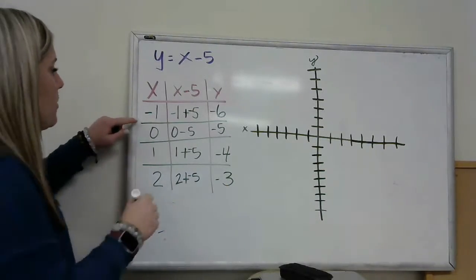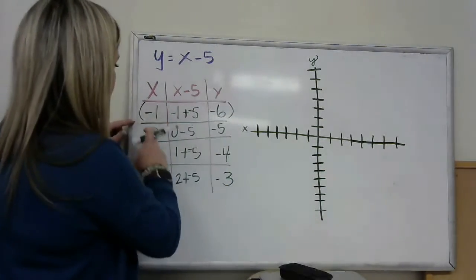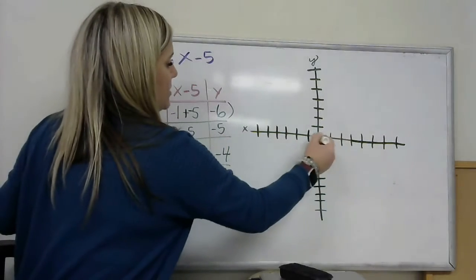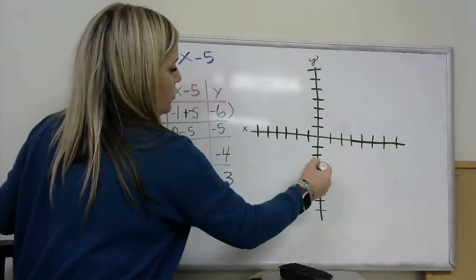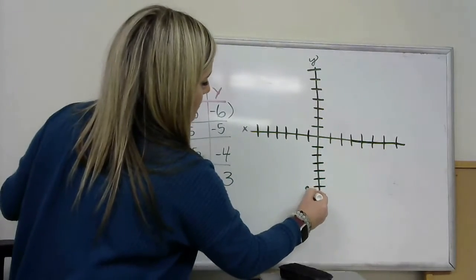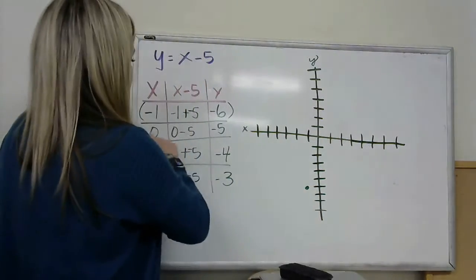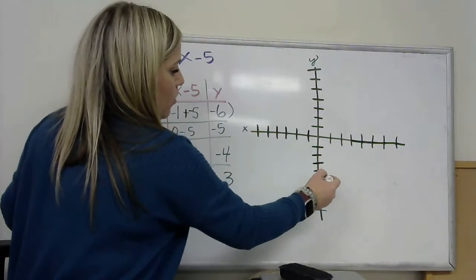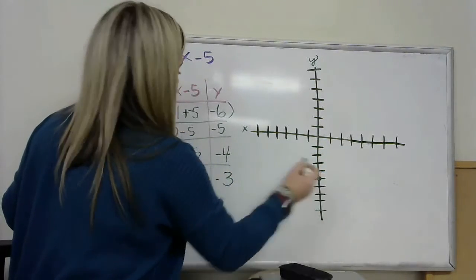So what I'm going to do now, I'm going to plot these. I'm going to plot -1 and -6. So my x right here is -1, and I'm going to go down 1, 2, 3, 4, 5, 6. And I'm putting a dot right here. Then 0 and -5. So here my x is 0, and I go down 1, 2, 3, 4, 5. Putting a dot right there.